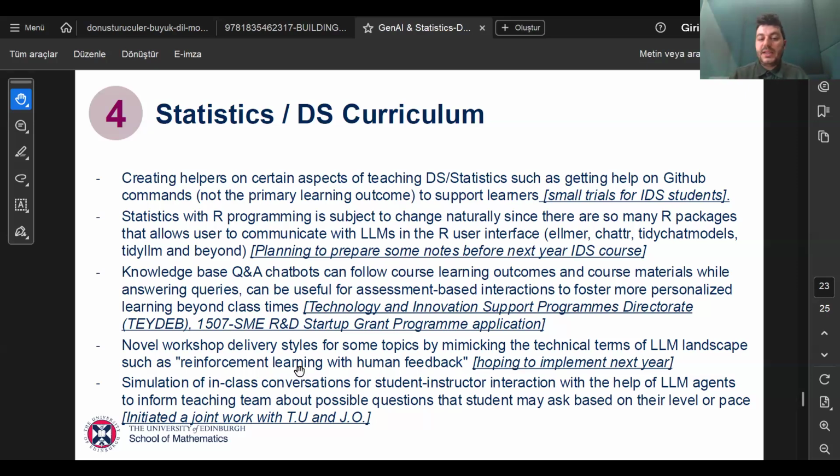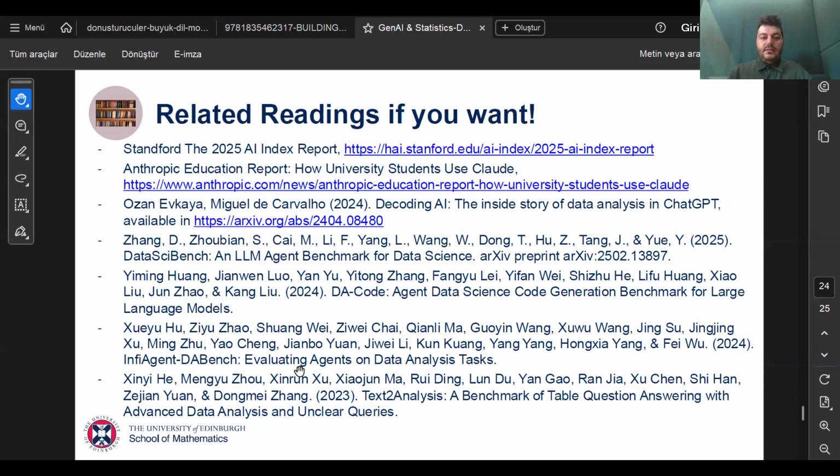And the other idea could be, as an offline helper, trying to simulate a student-instructor interaction, like an in-class conversation simulation beforehand, so that we can be more prepared for what's going to happen in the class. So these are the related items that I benefited from.